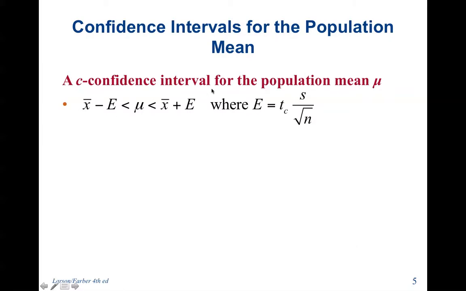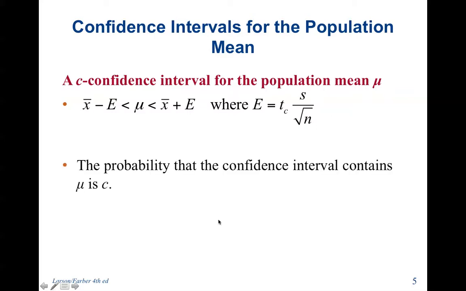So for a confidence interval for population mean, we use this formula. X bar minus our error and x bar plus our error, where we can find error to be as this. Now in 6.1, we used z of c times sigma over the square root of n. For this case, we don't know sigma, and our sample size is less than 30, so we have to use our t value here, and then times it by the standard deviation of the sample divided by the square root of n. The probability that the confidence interval contains mu is c.